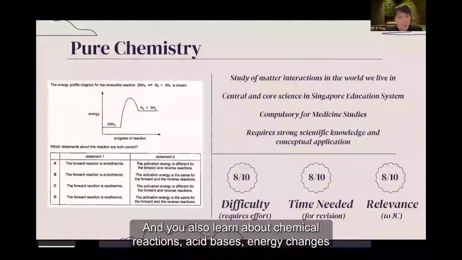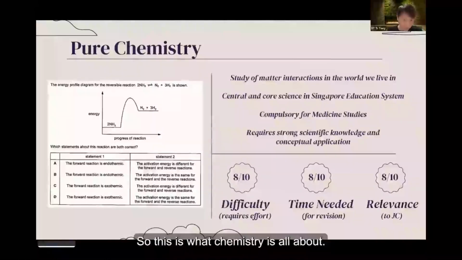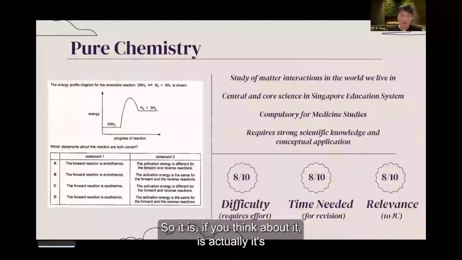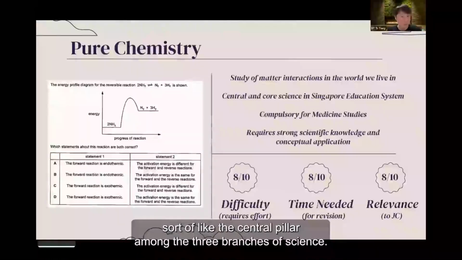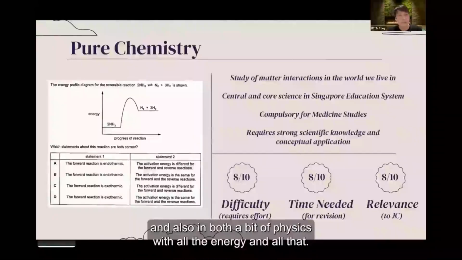And you also learn about chemical reactions, acids and bases, energy changes, and also organic chemistry, right? Like alcohol, fermentation and all that. So this is what chemistry is all about. If you think about it, it's actually the central pillar among the 3 branches of science, because it involves a bit of living things, like a bit of biology, and also a bit of physics, right, with all the energy and all that.